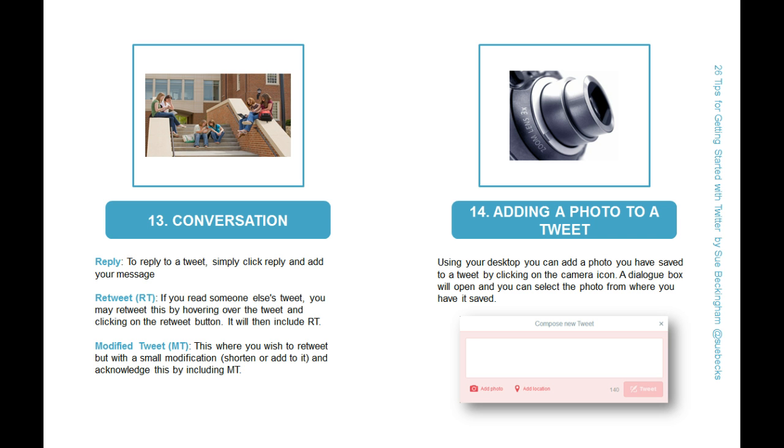And this creates a nice ripple effect actually of information, so that we can cascade things that we've found interesting out to the people that we connect with and interact with on Twitter. Sometimes you might actually want to modify a tweet, so rather than just doing a straight retweet, you might want to shorten it or add a little bit more information, a comment. If you do this, then it's good practice to precede the tweet with the abbreviation MT, which stands for modified tweet. If you want to, you can also add a photograph to a tweet.